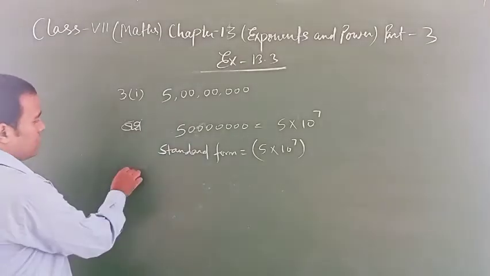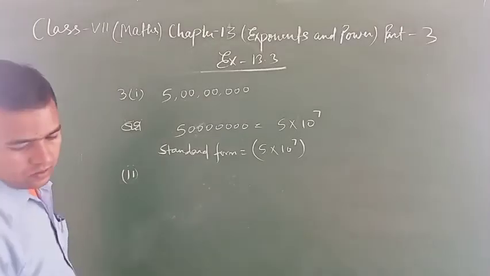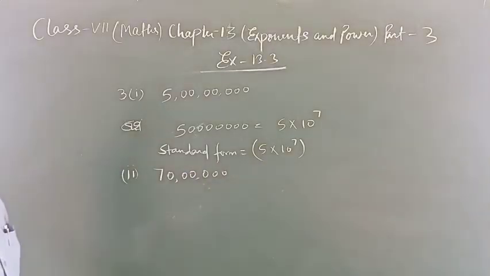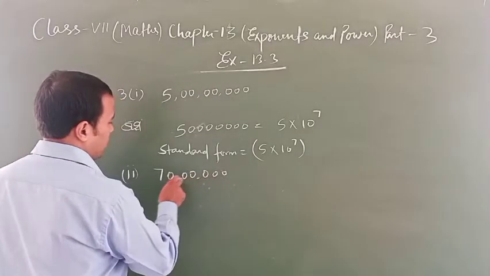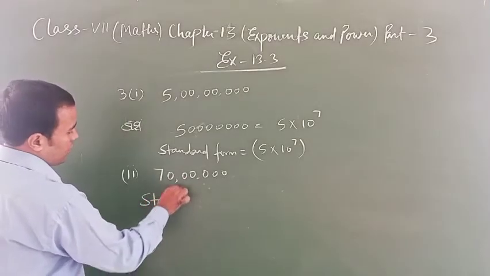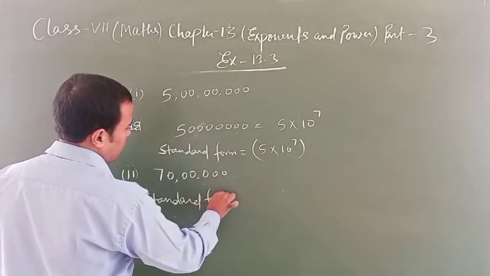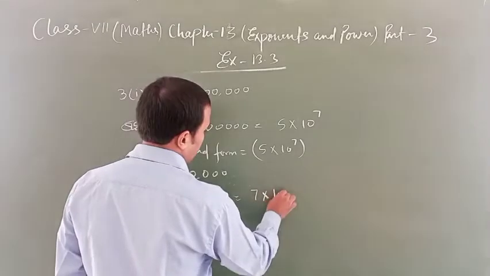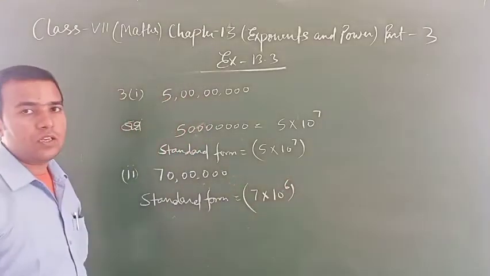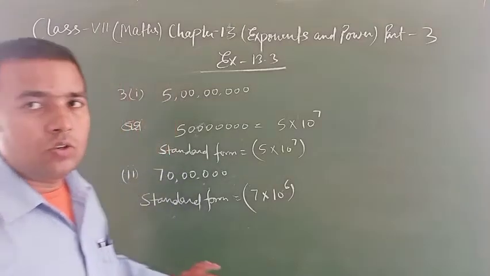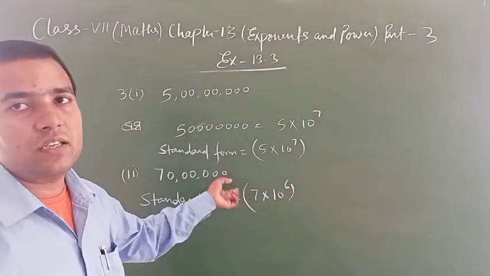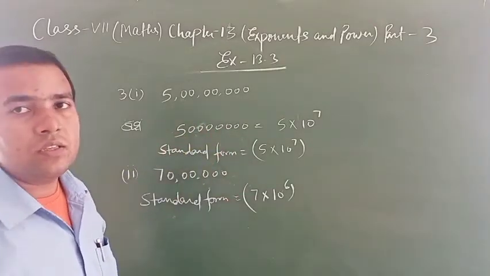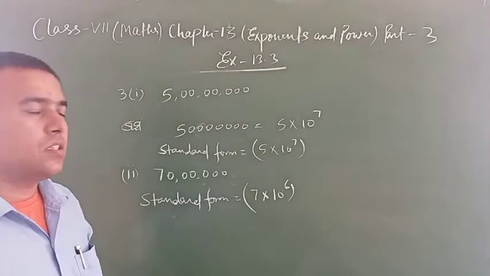Second one is also the same. 1 2 3 4 5 6, so standard form equal to 7 into how much? 1 2 3 4 5 6, 10 to the power 6. Clear? Standard form means do like this, write in exponential form. It is given in numbers form, we can write in standard form, means write in exponential form.